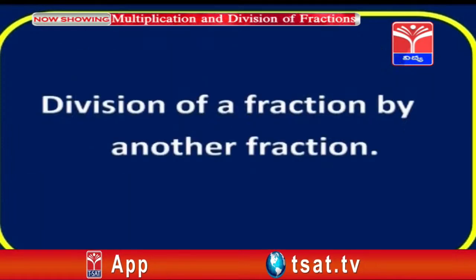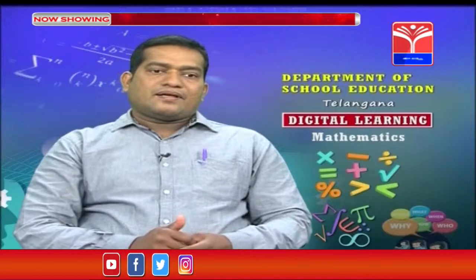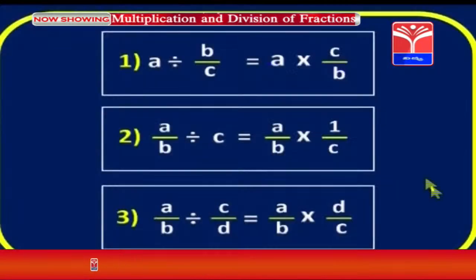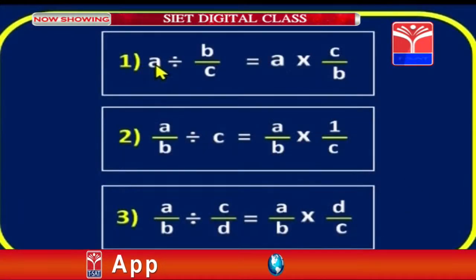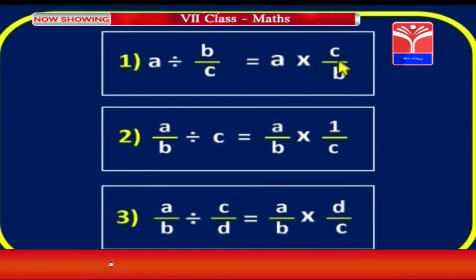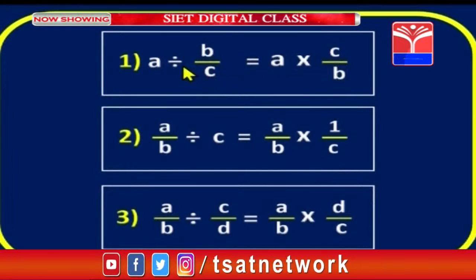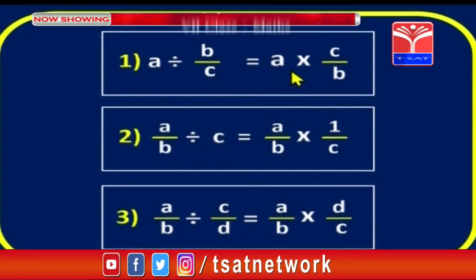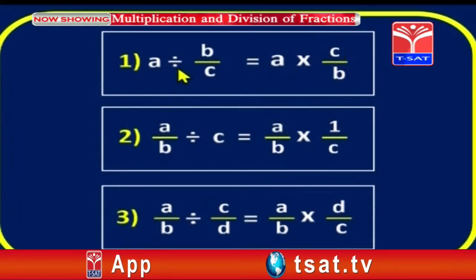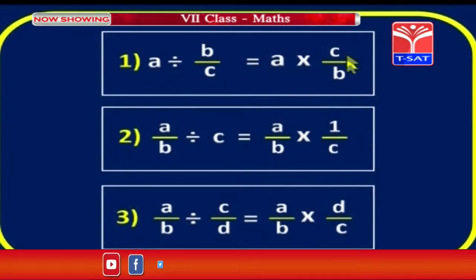Okay, now let us go for the last one, that is division of a fraction by another fraction. Children, first we have to know some rules here. Now observe the screen. Here I have given 3. First one, a divided by b by c can be written as a into c by b. This is the fraction and it is its reciprocal. So division by b by c can be taken as multiplication with its reciprocal. So what is the reciprocal? c by b. So a divided by b by c can be taken as a into c by b.